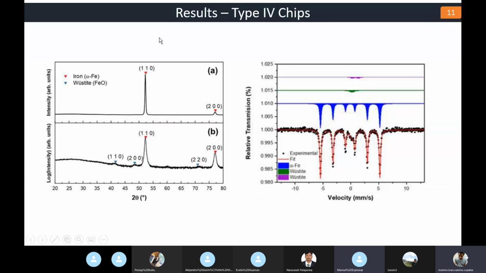Okay, well, in the case of the type 4 chips, we can observe in the X-ray diffraction pattern only the iron gustite, the alpha iron phase, and the non-stoichiometric gustite. This was corroborated using Mössbauer spectroscopy. In this case, in the Mössbauer spectroscopy, we observe alpha iron as a principal phase, and two doublets corresponding to the non-stoichiometric gustite.